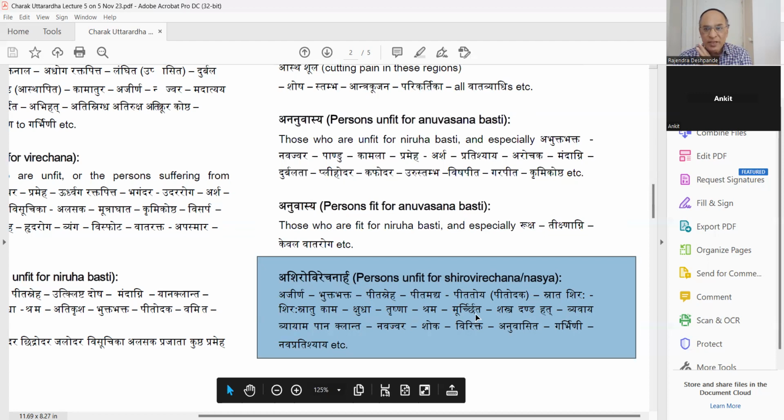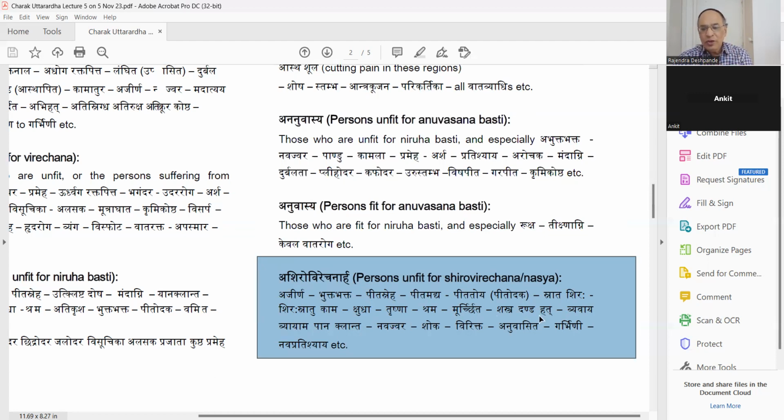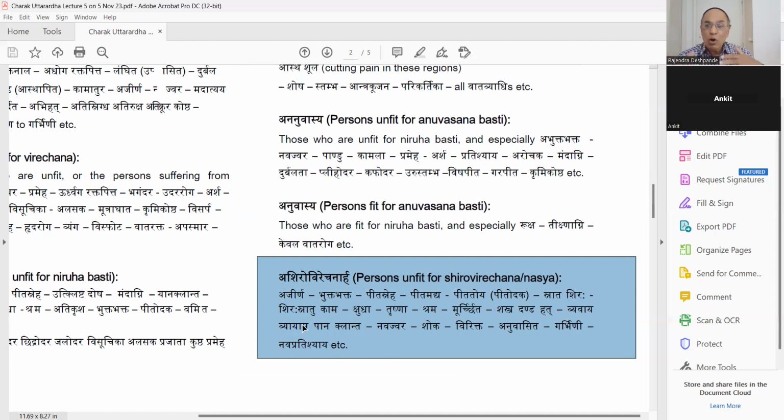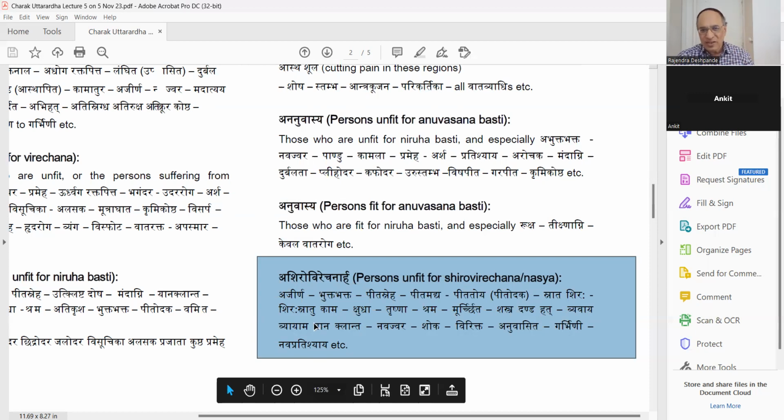Unconscious patient, don't put anything in the nose. Then Shastra, Danda, Hatha, traumatic injury to the head or these things. Vyavaya, Vyayama, Pana, Klanta. Vyavaya is after sexual activity, he is very much tired, Klanta. Don't give Nasya. Vyayama, heavy exercise, beyond the limit, beyond Ardhashakti Vyayam. That is also Klanta, means very tired. And Pana, what is Pana? Yes, drinking alcohol. After alcohol also, you cannot give the Nasya.